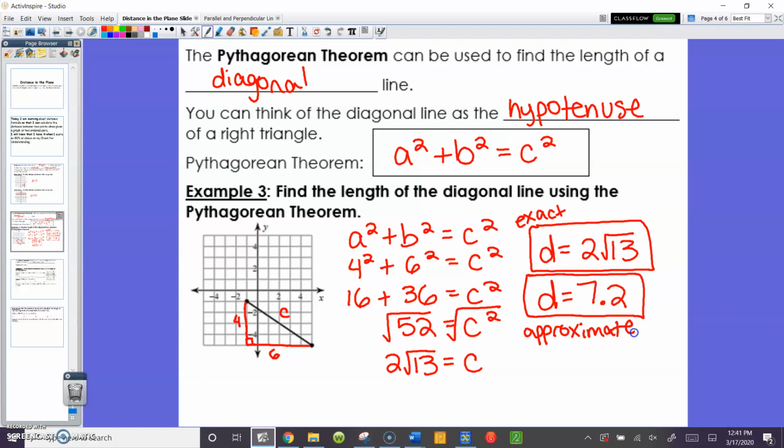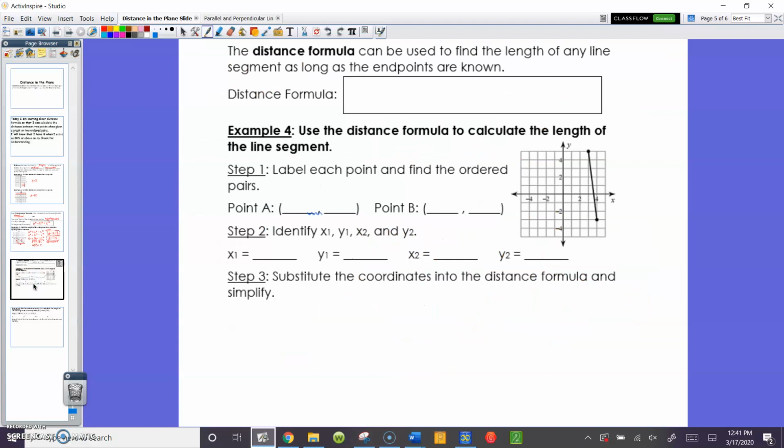Approximate answer. Okay. Now, the distance formula can be used to find the length of any line segment as long as you know the endpoints. So the distance formula is D equals the square root of x2 minus x1 squared plus y2 minus y1 squared.